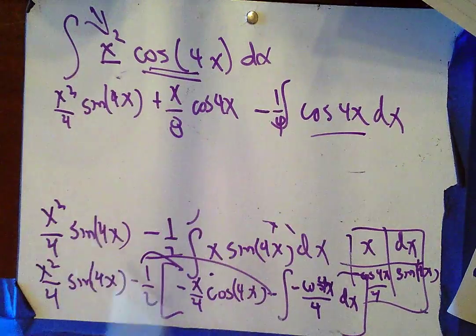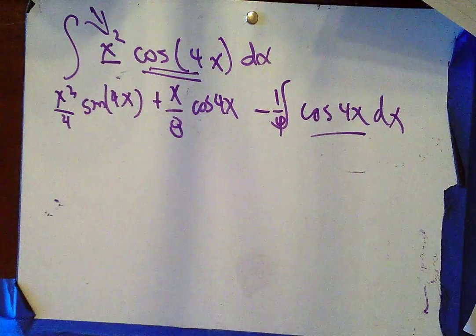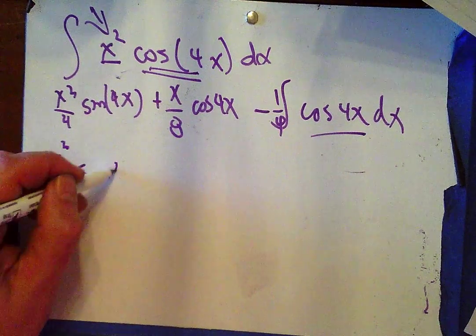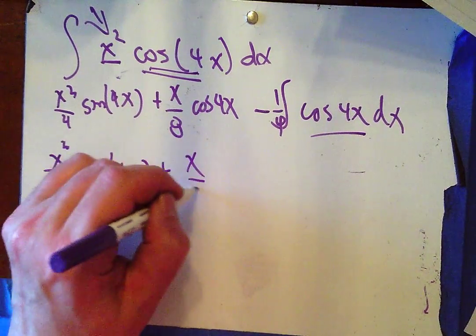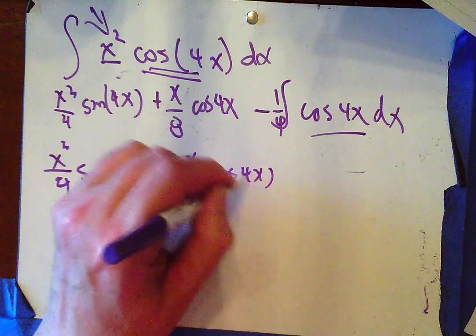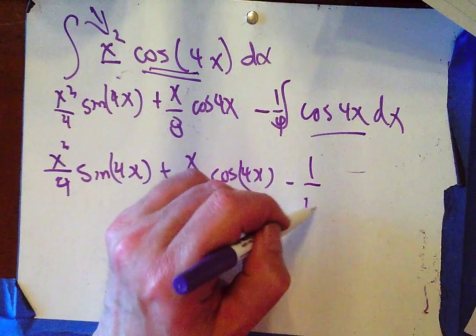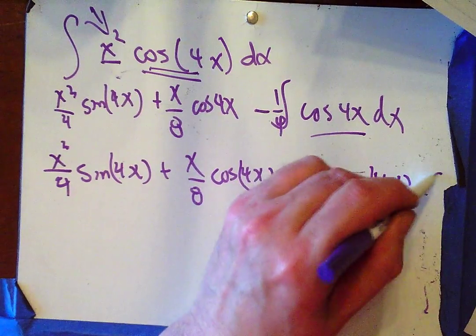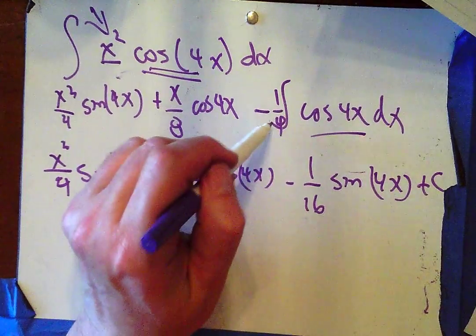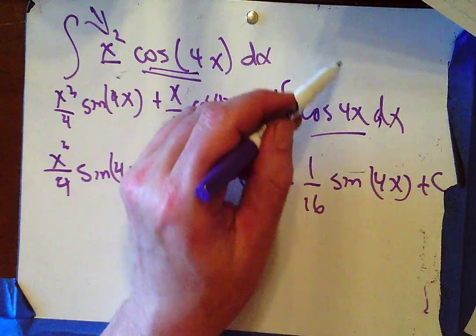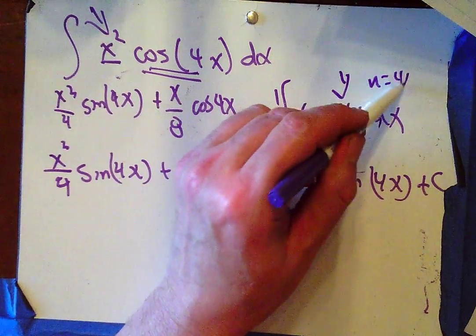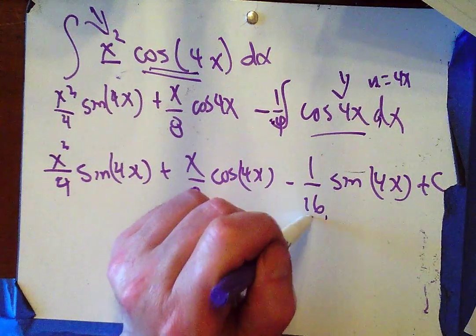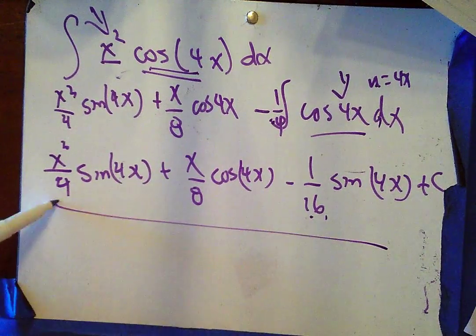All right, well, I know how to do that antiderivative with a u sub. So I'm going to have x squared over 4 sine 4x plus x over 8 cosine 4x minus 1 over 16 sine 4x plus c. Yes, there's a 4 there, and when I go backwards with this to a u sub, u equals 4x, you'll find that extra 4. 4 times divided by 4 again gets me that. All right.